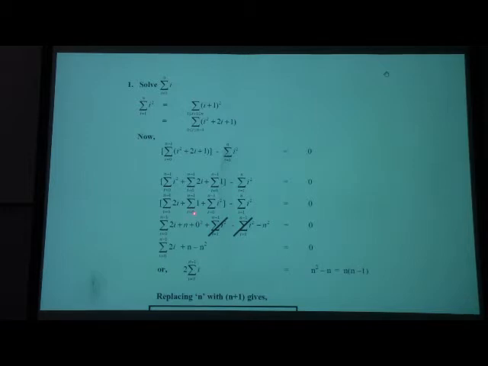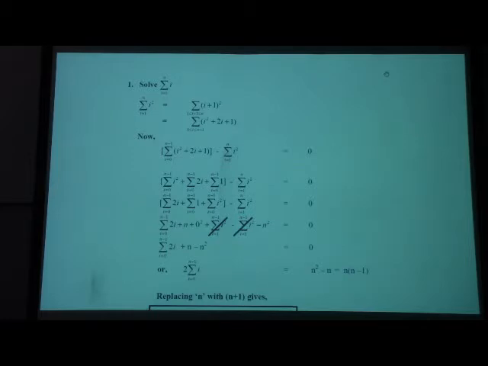This is a summation of 1 going from 0 to n minus 1. It's 1 plus 1 plus 1 plus 1 plus 1. How many times am I adding 1? N times. From 0 to n minus 1 is n times. So that's just n. This is the 0 squared, which is nothing, right? So I have summation of 2i plus n plus 0 minus n squared is equal to 0.